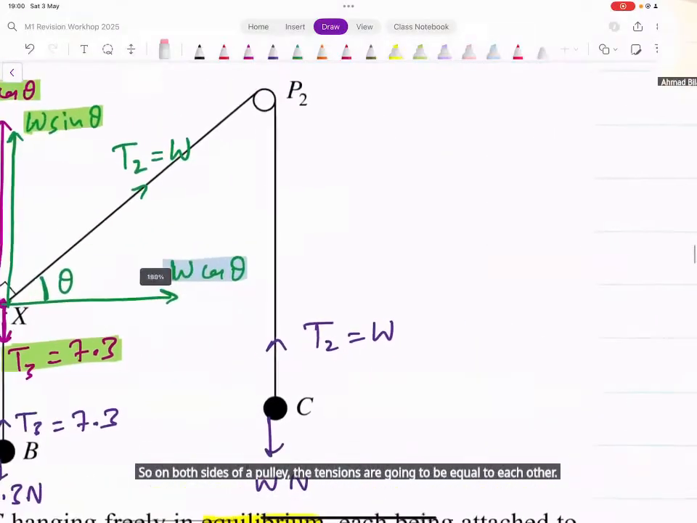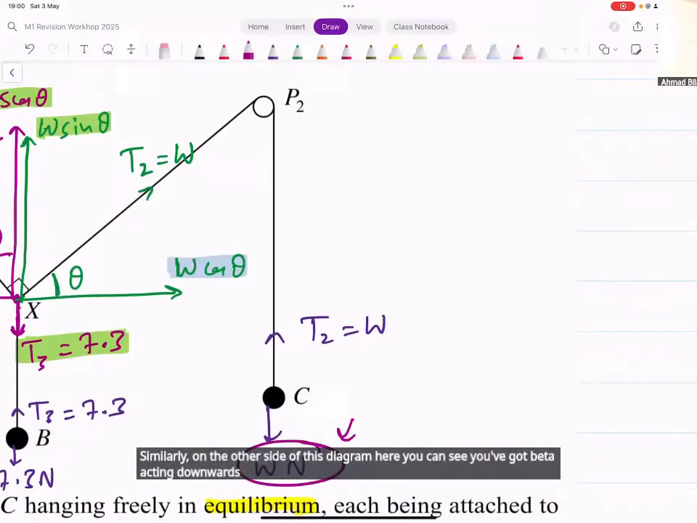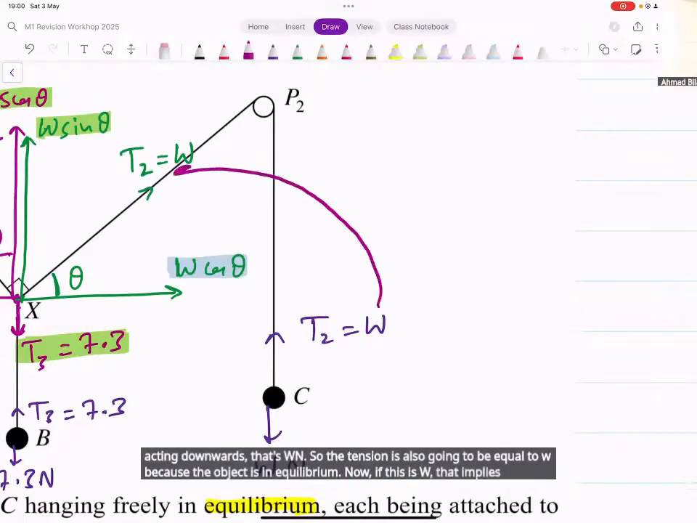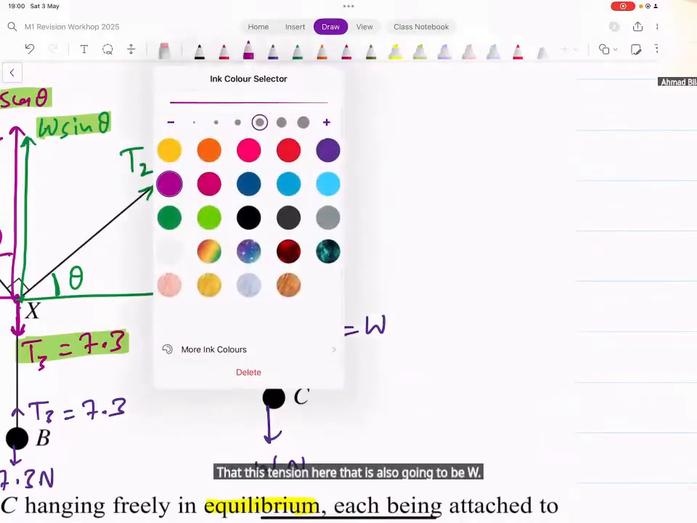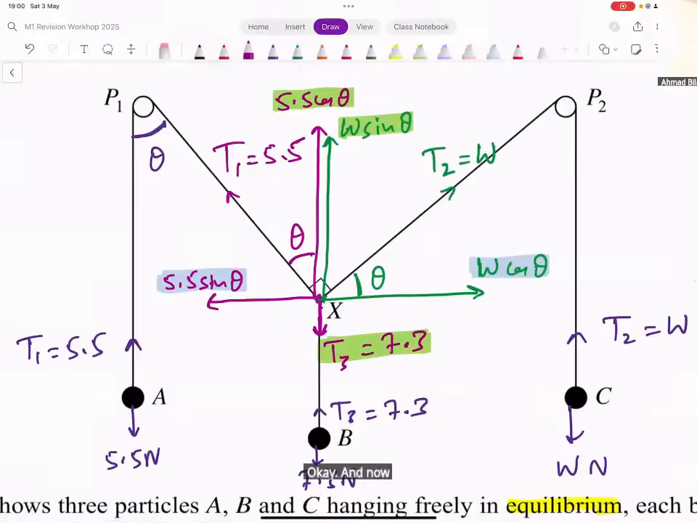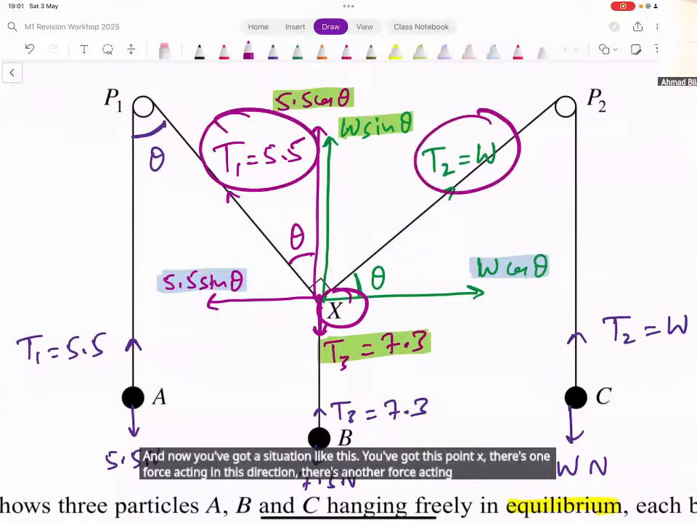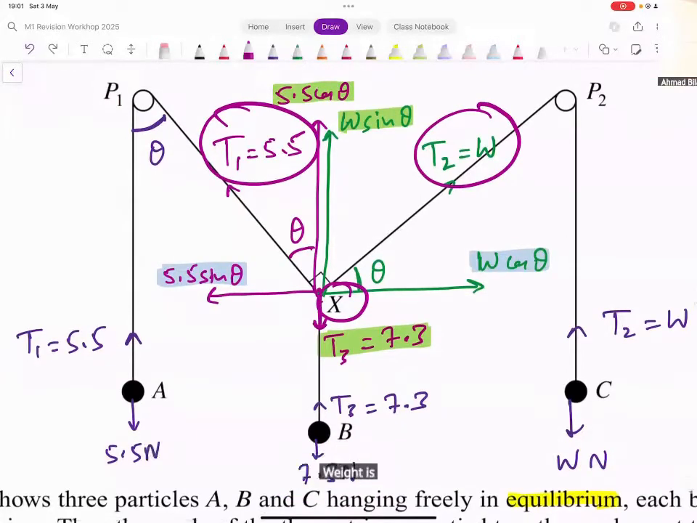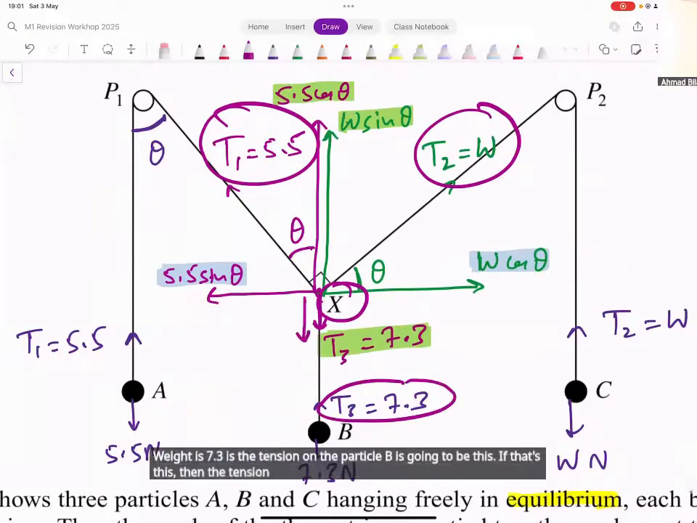Similarly, on the other side of this diagram, you can see we've got weight acting downwards, that's W Newton. So the tension is also going to be equal to W because the object is in equilibrium. Now, if this is W, that implies that this tension here is also going to be W. And now you've got a situation like this. You've got this point X. There's one force acting in this direction, another force acting in this direction, and another force acting in the downward direction. That's 7.3 Newton. Weight is 7.3. So the tension on the particle B is going to be this. If that's this, then the tension on X in the downward direction is also going to be 7.3.